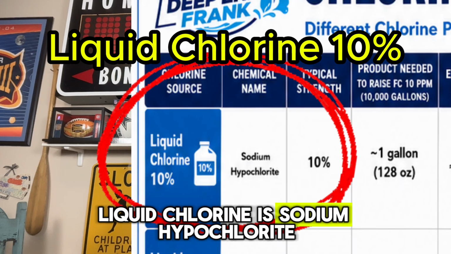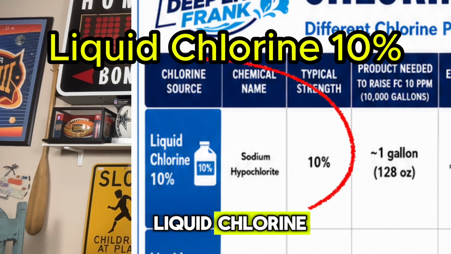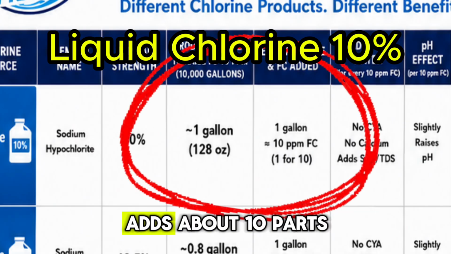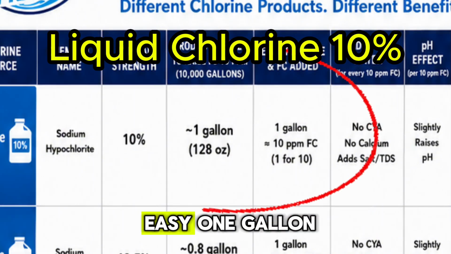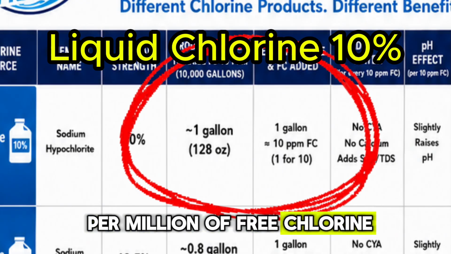Liquid chlorine is sodium hypochlorite. The first version on the chart is 10% liquid chlorine. In a 10,000 gallon pool, approximately 1 gallon adds about 10 parts per million of free chlorine. That makes the math easy. 1 gallon, 10,000 gallons, 10 parts per million of free chlorine.